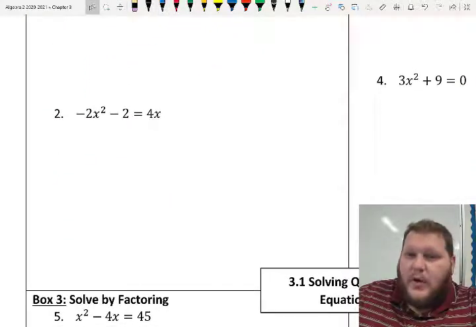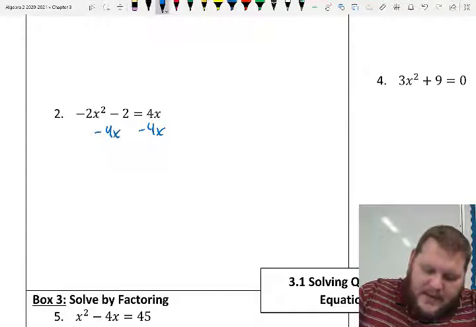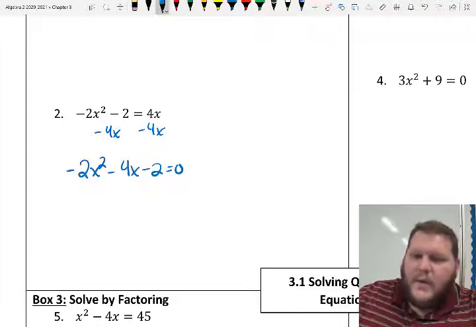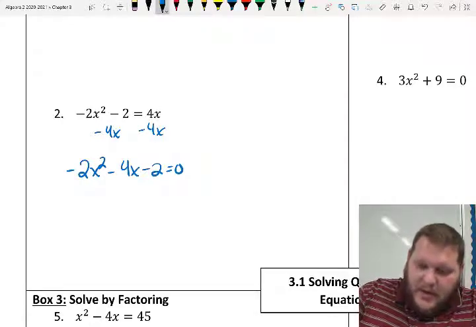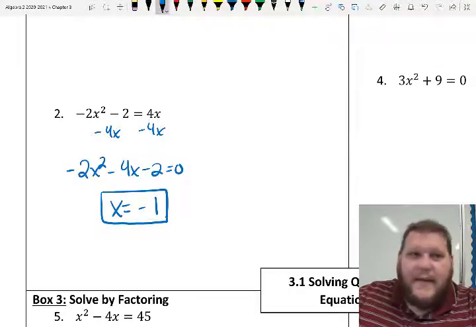With number 2, we just have one extra step before we can do that, because remember we have to have our equation set equal to 0 before we can graph it. So the only extra step is to subtract 4x from both sides, so that this is -2x squared minus 4x minus 2 equals 0, and then we would graph that. This one in particular, if I graph it, we actually end up with a single solution. My vertex happens at the x-axis, and that x value is -1.